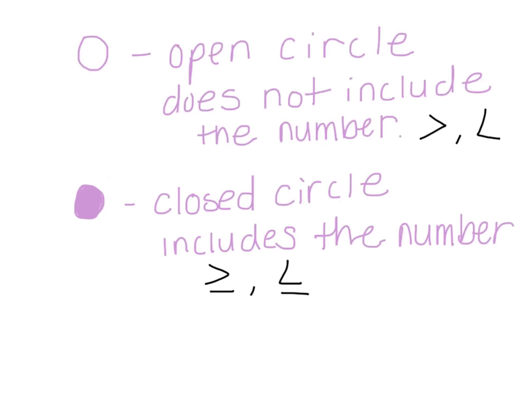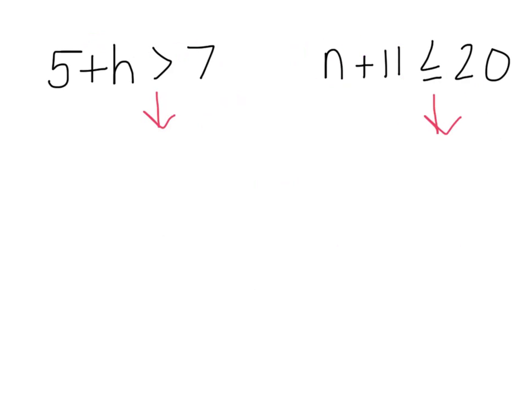So let's just review. An open circle does not include the number, and you'll use an open circle when you have the greater than or the less than sign. A closed circle includes the number, so you'll have a closed circle when you have greater than or equal to and less than or equal to. So looking at these examples, you can tell right away if you're going to use an open or closed circle. Since this is the greater than sign, you are just going to use an open circle. This is less than or equal to, so we use a closed circle for that one.